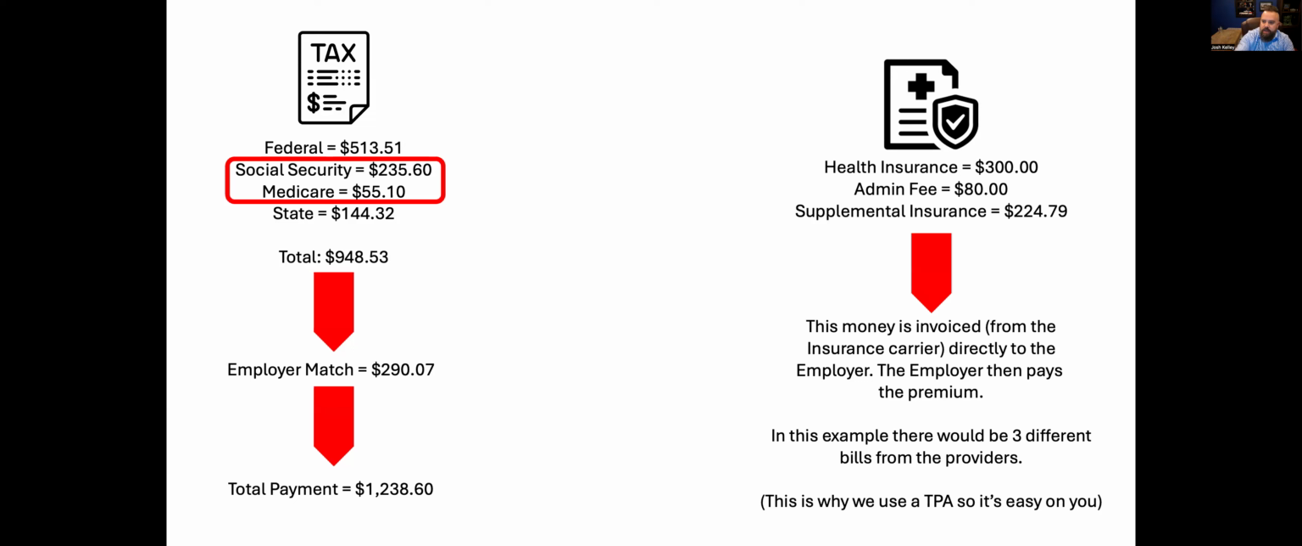So here you held out $300 for the health insurance. You have to pay that company. The admin fee has to go out to them, and then the supplemental insurance has to go out as well, that $224. All of that on the right-hand side was completely held out of the employee's check, out of that $5,000 that was owed to that employee. So that's that employee's money that you're sending to different places for them.